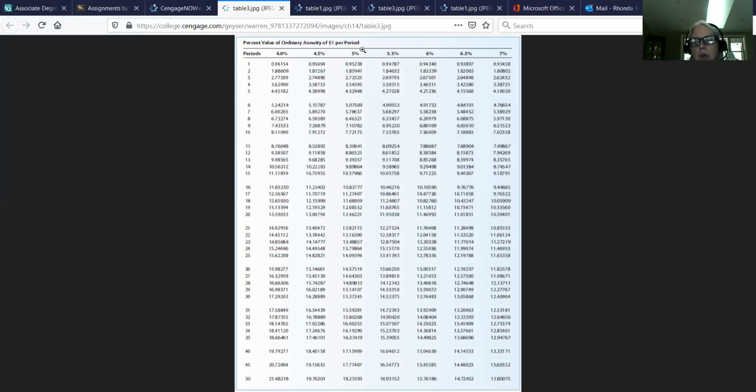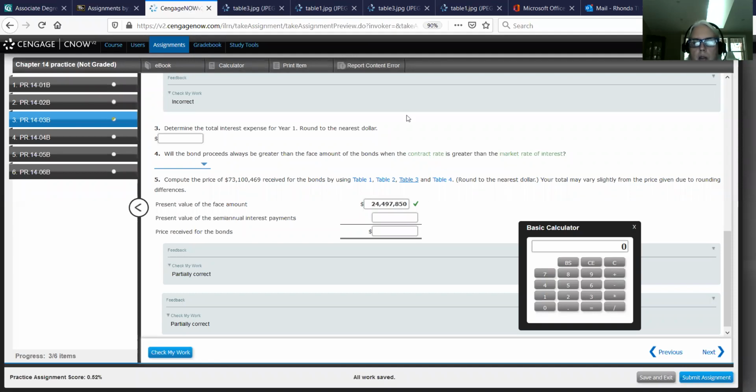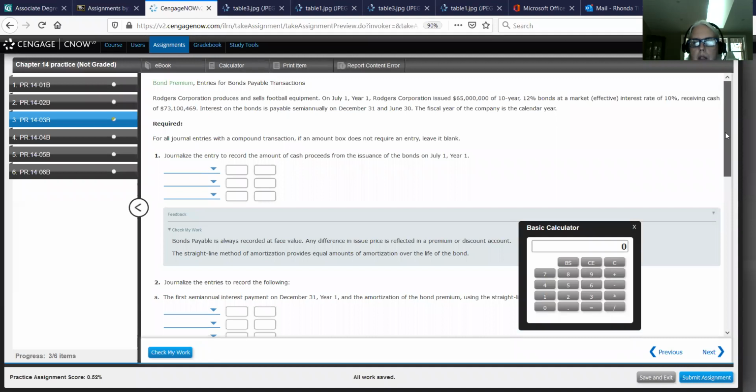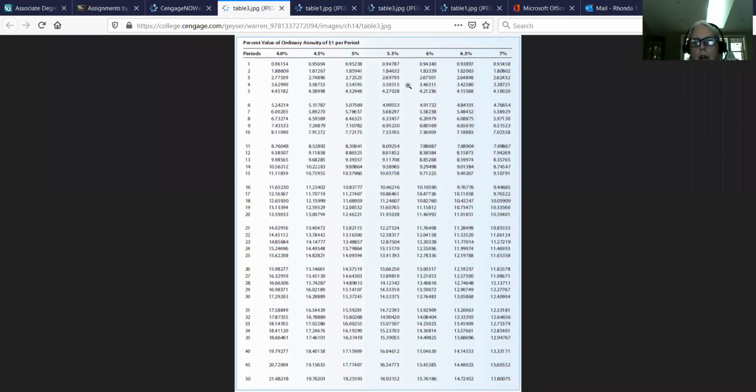This table value, you're going to take the market rate of interest, which I forgot what the market rate of interest is. So I'm going to go back to your Cengage, and we're going to look at the market rate of interest. Bear with me, class. The market rate of interest is 10%. So it's 5% semi-annually. So on table number 3, you're going to be looking at the market rate of interest, which is 5% for 20 periods, which is 12.46221. I would write that down.